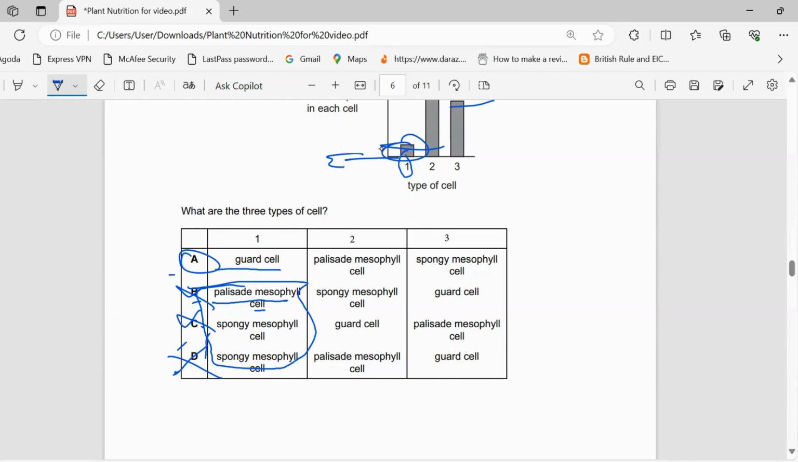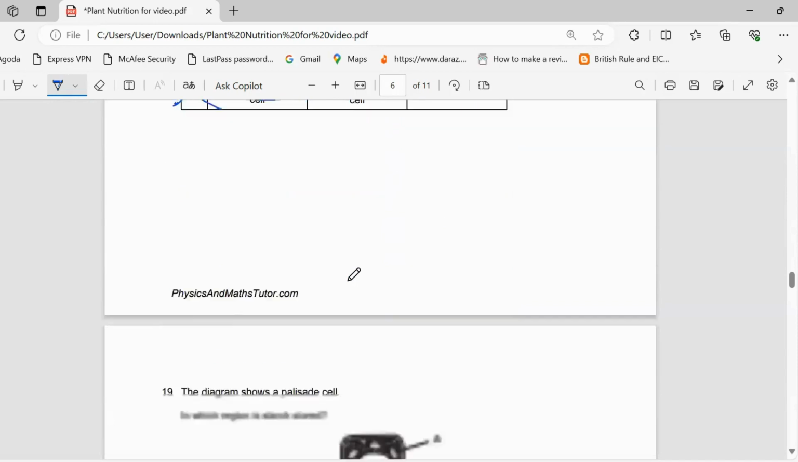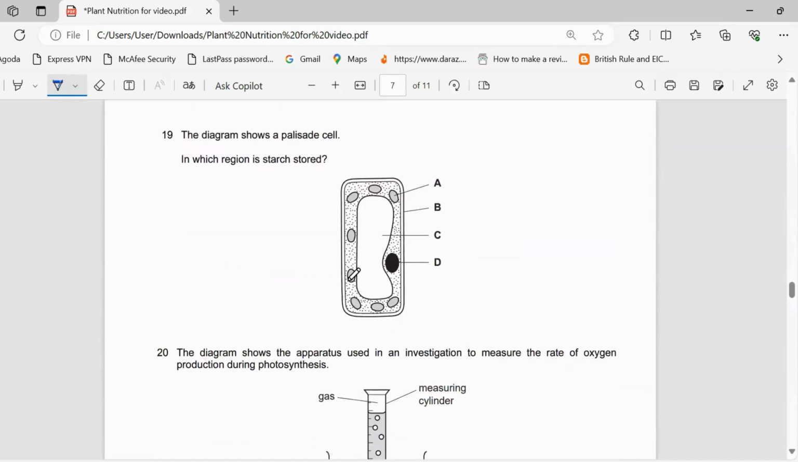And now let's go on to the palisade. So we know that in palisade mesophyll cell there is the maximum number of chloroplasts because they are mostly used for photosynthesis. Hence, two will be palisade mesophyll cell. And we also know that in spongy mesophyll cell, there is a moderate number of chloroplasts.